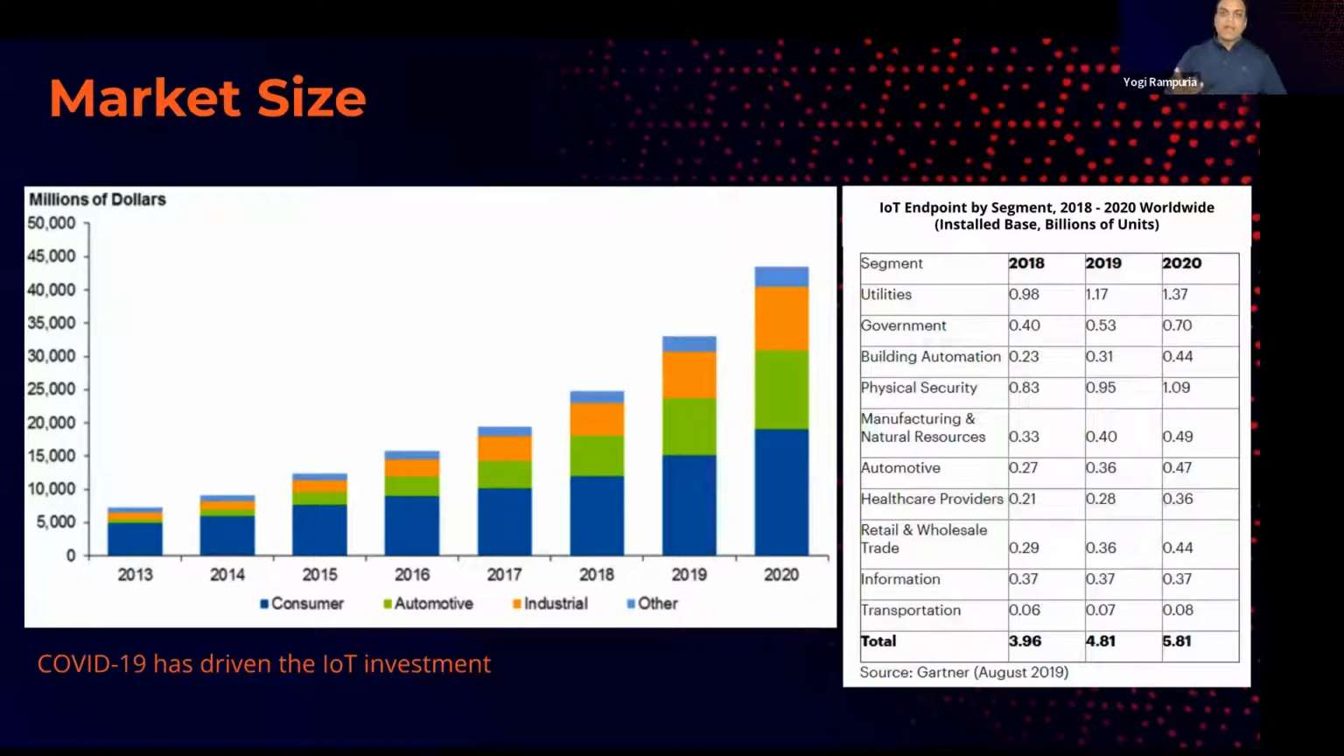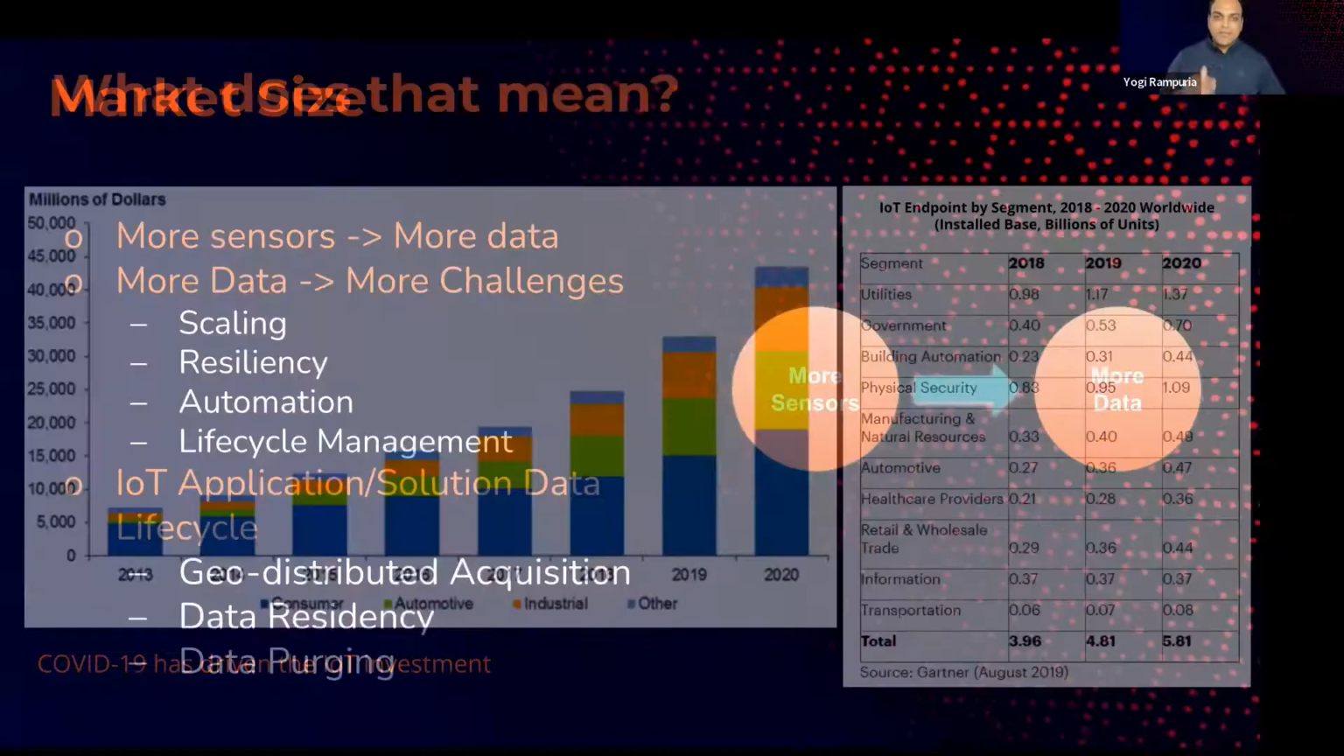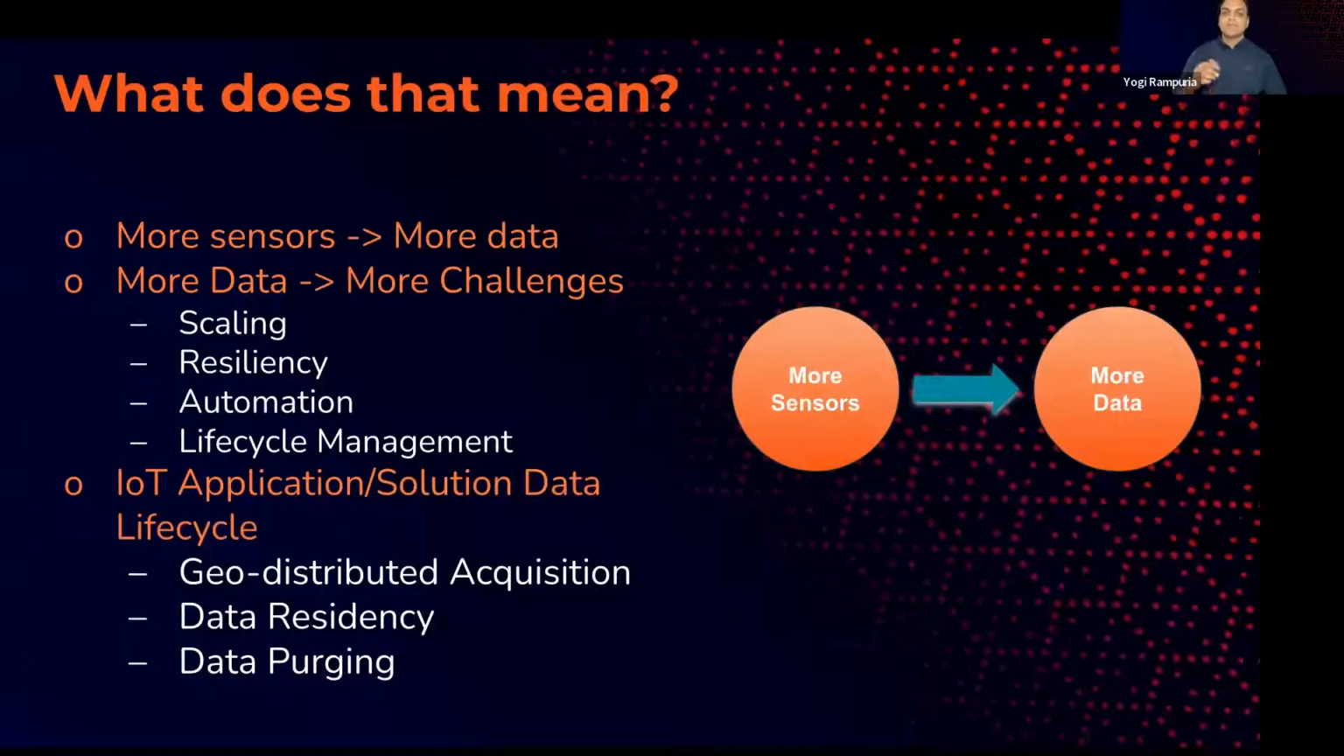Hence, the data revolution that is happening within the IoT ecosystem. When you're going to have more and more sensors, you're going to produce more data. The moment you have more data, you have more challenges with the data. What sort of challenges? Well, scaling, resiliency, automation, and the data lifecycle management. These are typical issues that are relevant not just for IoT, but also applicable for data in general from any other source in any other ecosystem.